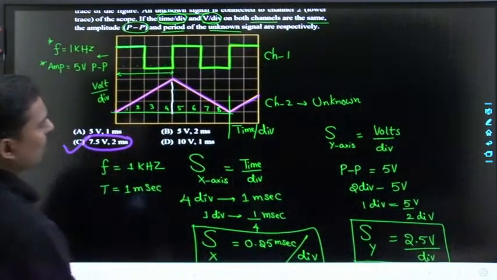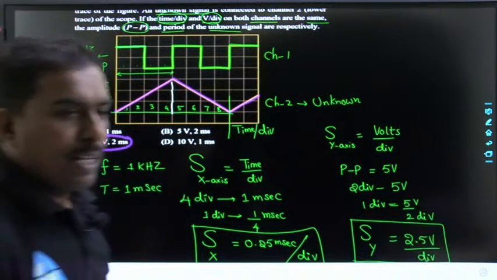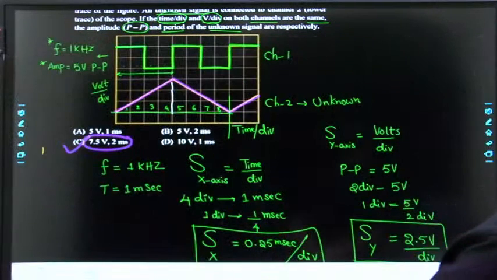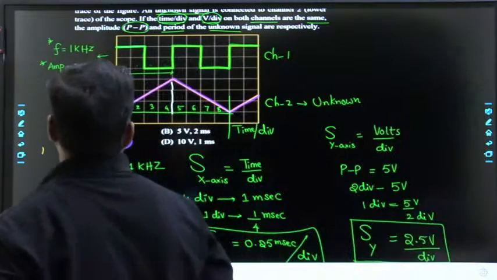Okay. Clear all of you? Anybody any doubts here? Mistake किया ना रुचिता आप? हाँ. So 2 milliseconds आएगा.